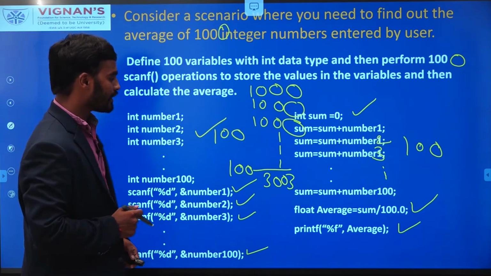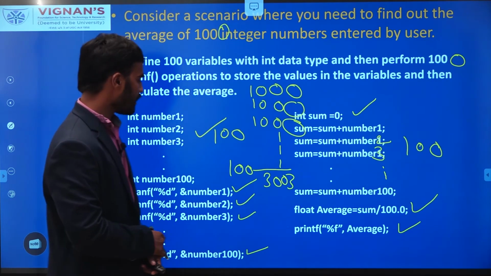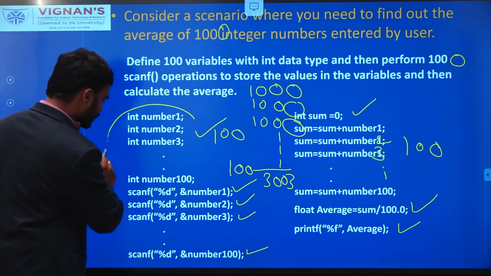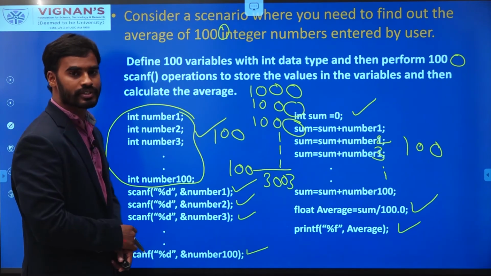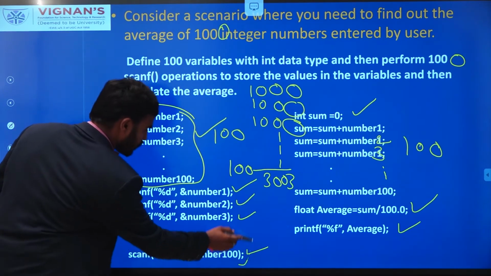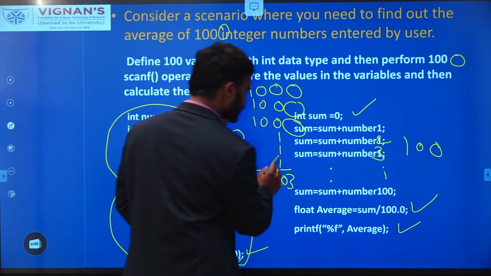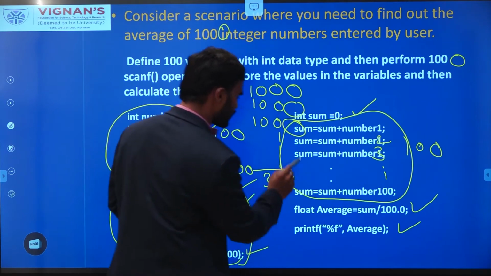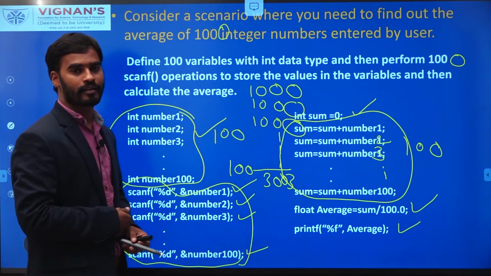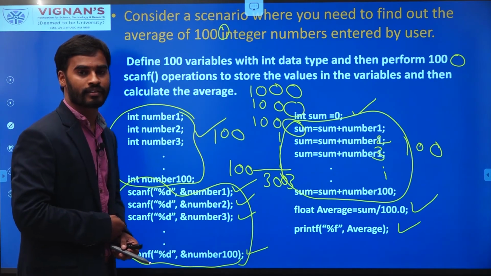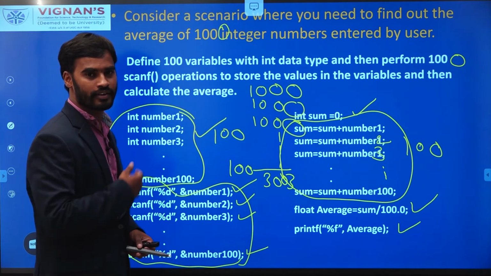But this is not the efficient way of writing the program. Why am I telling this? Because if you observe these 100 statements, all look almost the same. Here also, all these 100 statements look almost the same, and here also, not exactly the same. This is how you are supposed to perform an operation like finding the average of 1000 numbers. So you need to write lots and lots of statements to find the average.